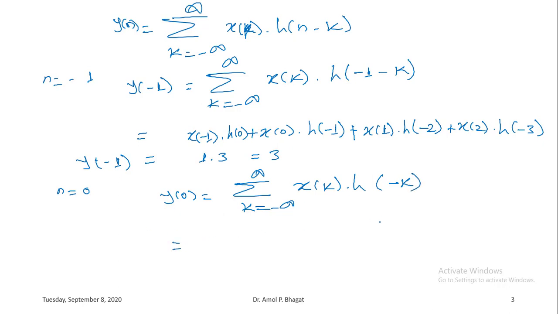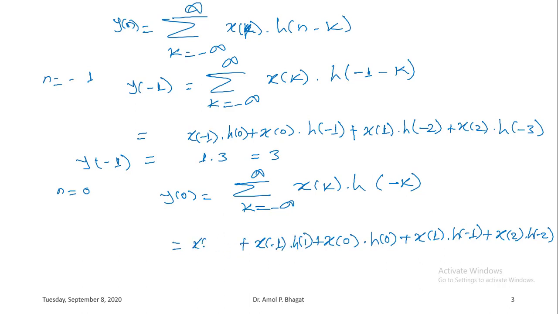Again, if I substitute various values of k, I can substitute k equals 0, so it will be x of 0 into h of 0. If I substitute k equals 1, then it will be x of 1 into h of minus 1. If I substitute k equals 2, it will be x of 2 into h of minus 2. Plus again if I substitute minus 1, x of minus 1, h of 1 will be there, x of minus 2 into h of 2 will be there.